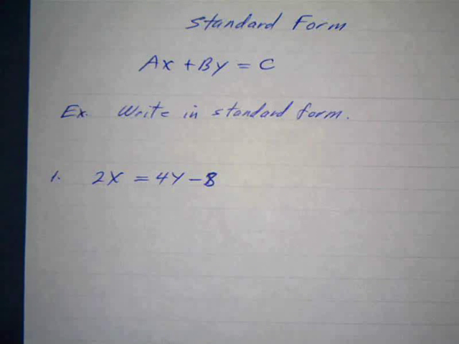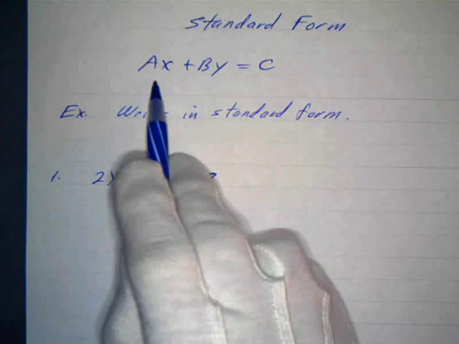And now we're going to talk about standard form. We like to write our equations in standard form. We've seen that it's easier to graph these things when they're in standard form. So this is a kind of a convention, and we have the rules that it should be in this form: ax plus by equals c.